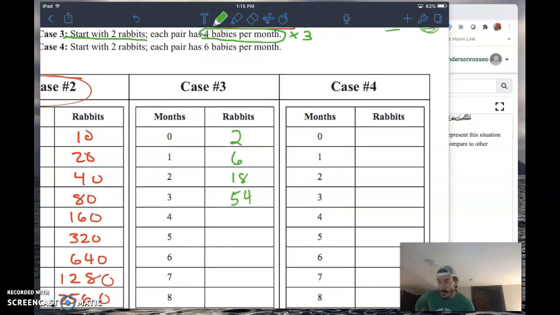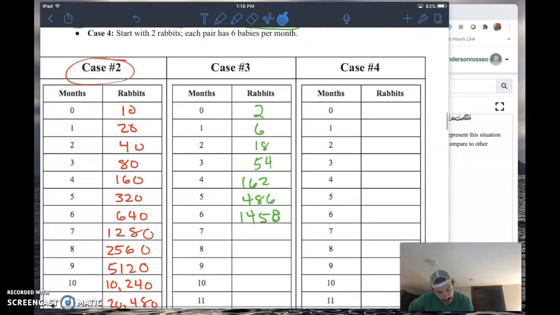Okay, let's just keep going then, right? 54, I take that and triple it. I get 162, and then I get 486, and 1458. Now, I'm already realizing as I make a quick comparison, let me zoom out, case 2 to case 3, I'm already realizing that case 3 appears to be a superior case to case 2. So if I'm only concerned with the number of rabbits, I'm really interested in case 3.